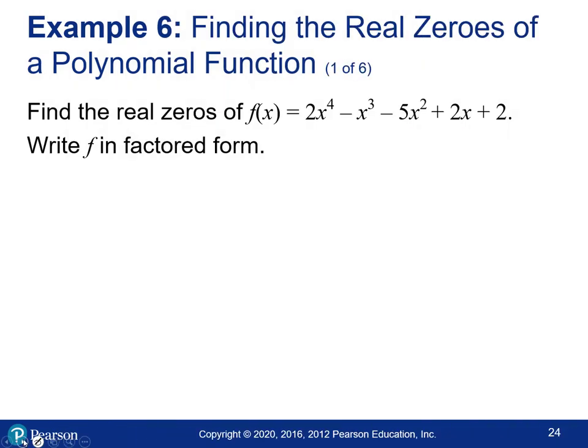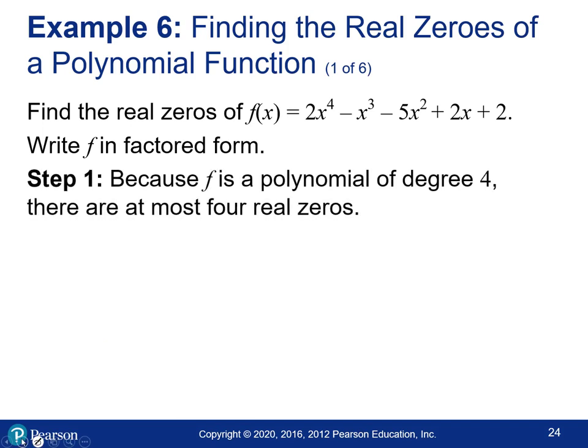Okay, let's go ahead and do another one. So we're going to find the real zeros of this 4th degree polynomial and write it in factored form. So this one has at most 4 real zeros because the degree is 4.